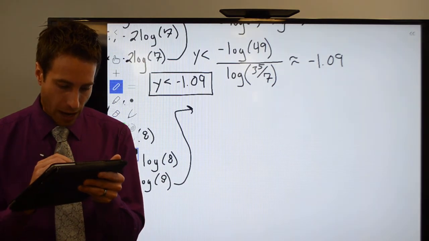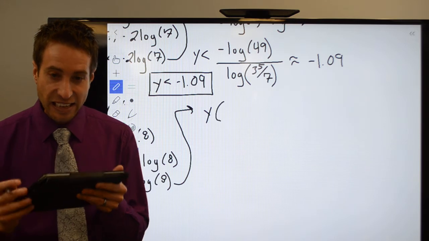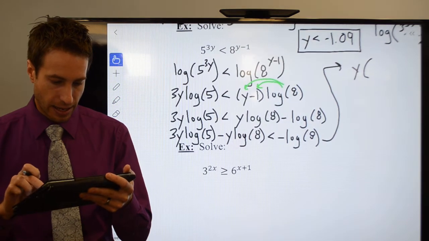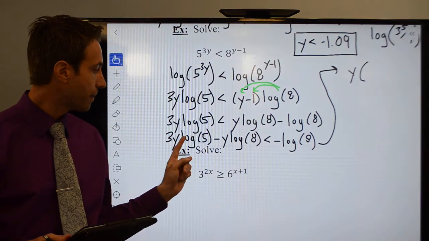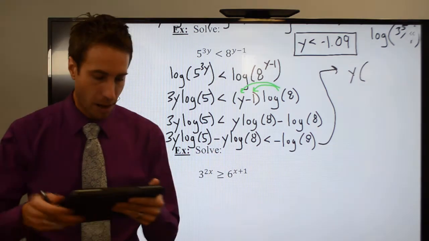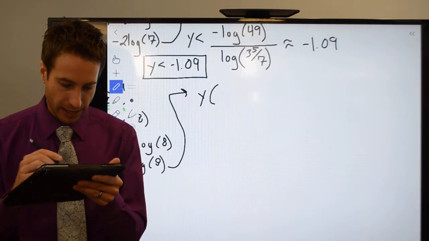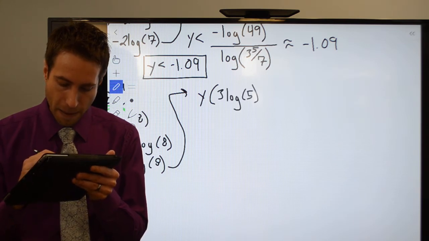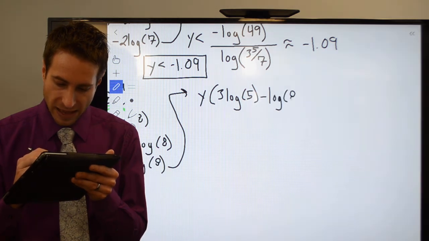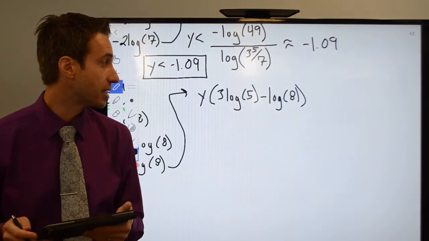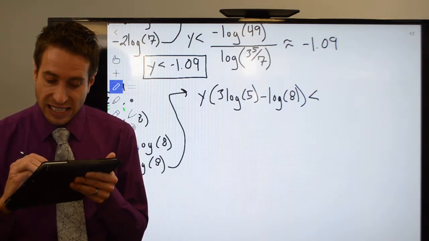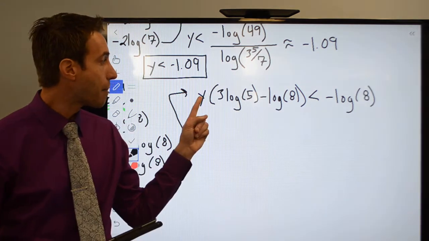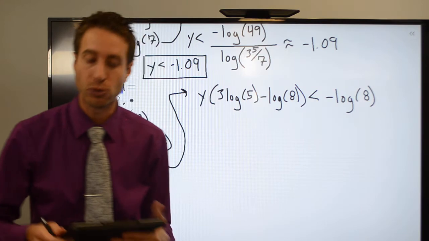All right, so I'm going to pull that y out. And that's going to leave me with 3 common log of 5 minus the common log of 8. I'll be left with 3 times the common log of 5 minus the common log of 8. That's what's left over when I pull out the GCF, which is my y. And that's all less than the negative common log of 8. Well, to get the y by itself, divide this quantity to the other side.